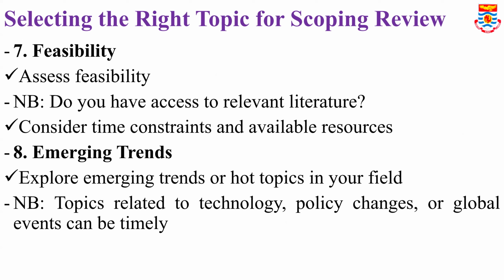Number 7, selecting the right title, is feasibility. Do you have access to relevant literature? I've already mentioned preliminary search, but now feasibility. Do you have access to relevant literature? Do you have sufficient time? If you check the topic you have written, do you have sufficient time? If there's no sufficient time, then you need to relook at it. If you have time, then you go ahead.